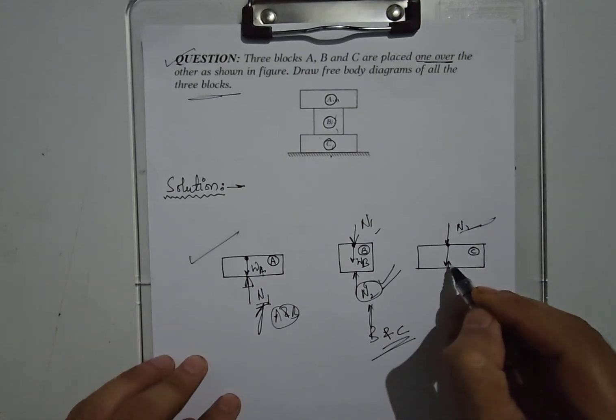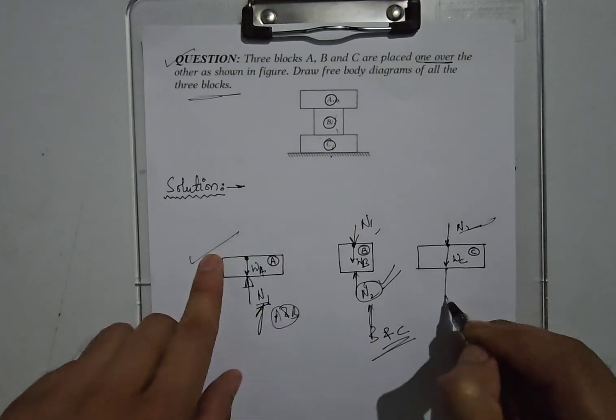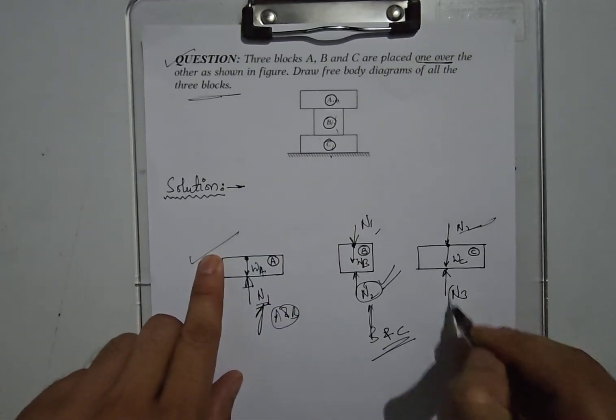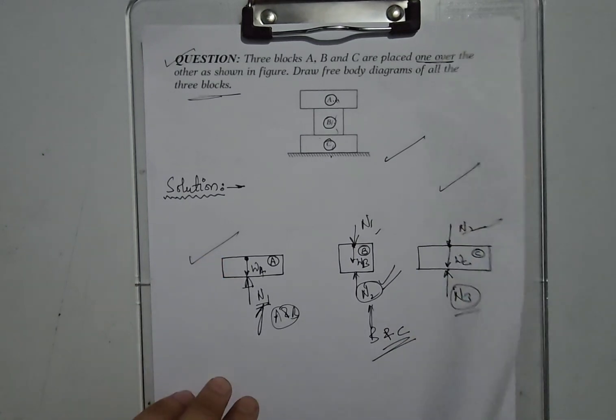Now the body weight of this block itself means WC, and the reaction from the normal surface on which it is kept, there will be a normal surface reaction. Okay, so what is N3? Between block C and the ground. This is the ground, and there is a reaction between them. So this is the answer for the problem.